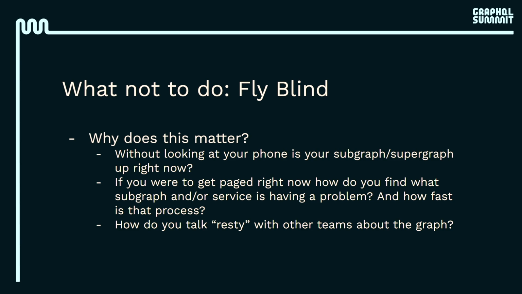If you don't have these observability tools, it's very hard to have that answer. If you have these observability tools, what can happen is you can set these alerts and it can tell you, hey, your subgraph is misbehaving, it's having a problem right now. So if you're not getting a call, your subgraph is up. And having that peace of mind is very, very nice. If somebody was to get paged right now, do you know where you're going? That's the other beautiful thing of this observability.